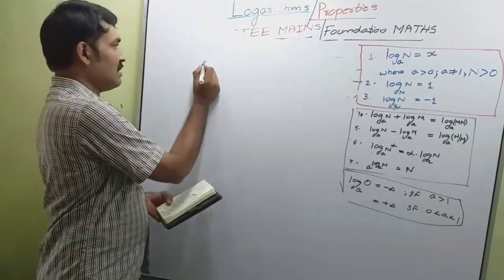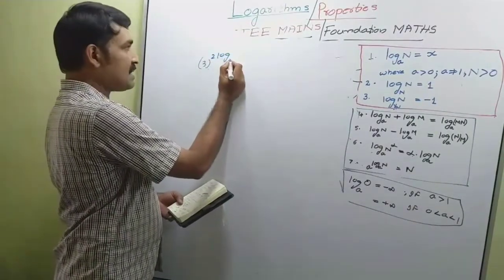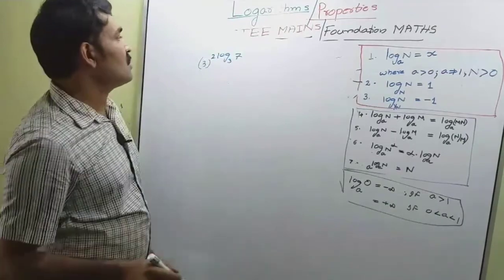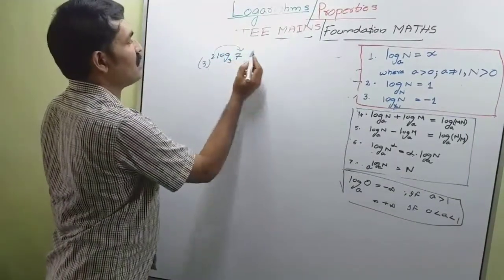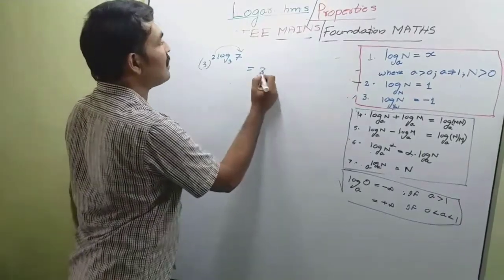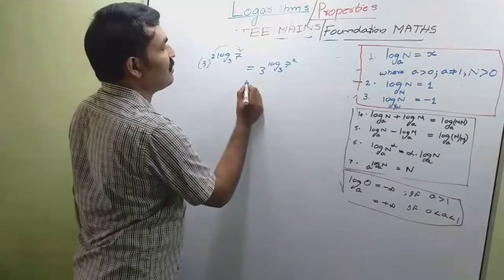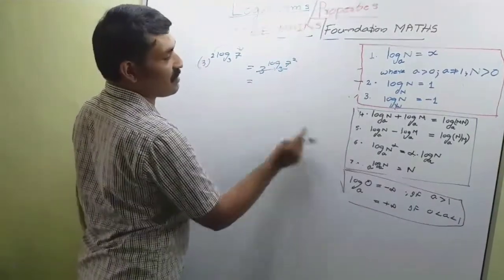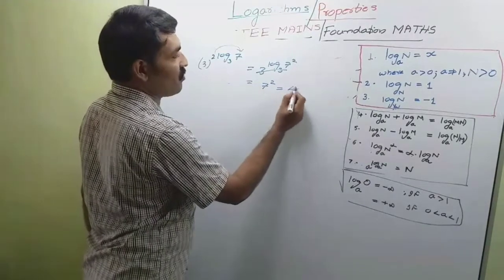Consider the question 3 raised to 2 log base 3 of 7. So using this property, 2 can be written as a power of 7. So this is equal to 3 raised to log base 3 of 7 square. That is, this 3 and 3 get cancelled using property 7. The answer is this 7 square, that is equal to 49.